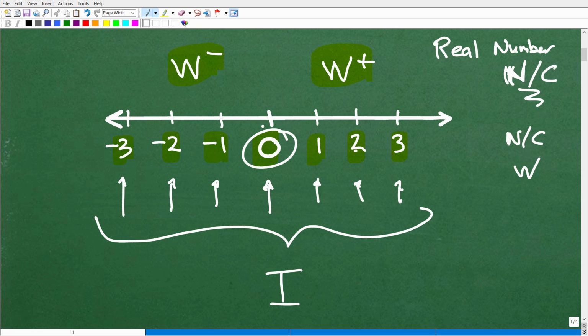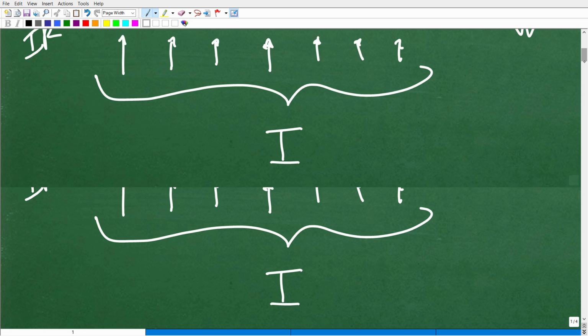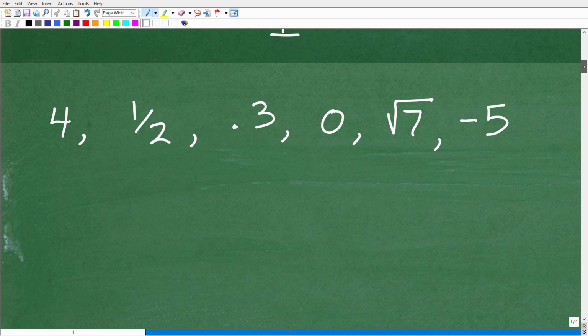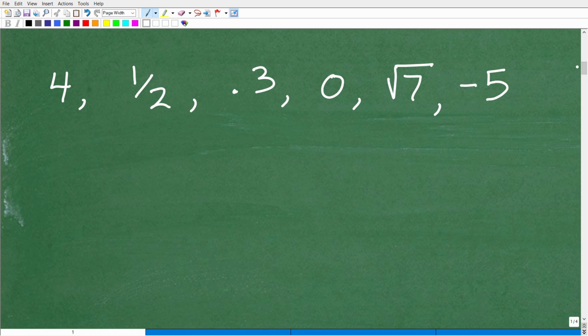Now, once you understand integers, there's other numbers you need to know, like rational numbers and irrational numbers. And you need to know those as well, but we're focusing in on the integers with this particular video. All right, so let's get to our numbers here. Now that you know what integers are, let's go through this. This right here, 4, is this an integer? Yes, it is.